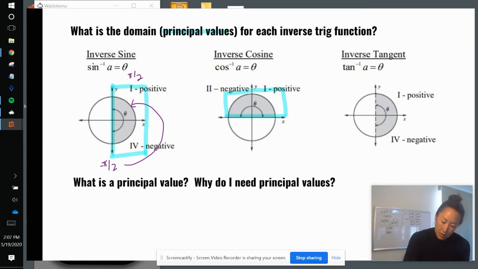So the first quadrant has cosine ratios that are positive, and the second quadrant is where the cosine ratios are negative. So right here, our answers are going to be between 0 and pi. Lastly, tangent is just like sine. Our principal quadrants are between quadrants 1 and 4. We're looking for two quadrants that have one with positive ratios and one with negative ratios. So our answers from our calculator are going to be between negative pi over 2 to pi over 2.